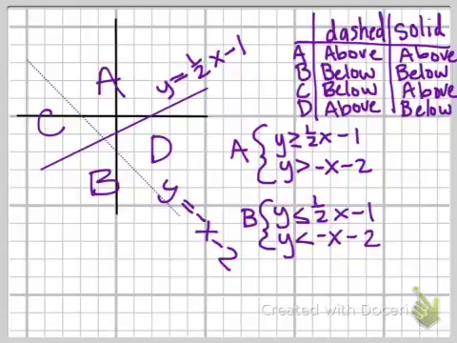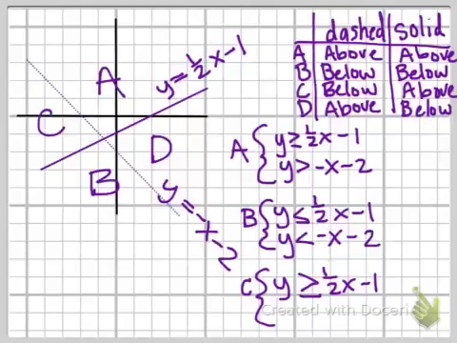For part C, now we're getting a little trickier. We're above the solid line and we're below the dashed line. So when we look at that solid line of 1/2 x minus 1, we're above it, so it's going to be greater than or equal to. So y is greater than or equal to 1/2 x minus 1.